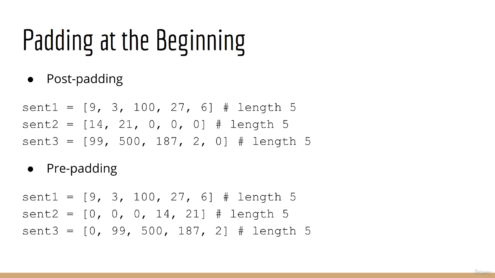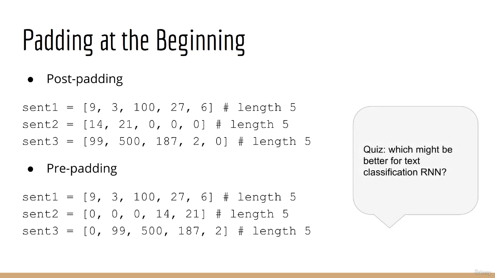But here's an interesting idea. Instead of padding at the end, why not pad at the beginning? So the second sentence becomes 0, 0, 14, 21, and the third sentence becomes 99, 500, 187, and 2. In the first case, we call that post-padding because the padding goes at the end of each sentence. And in the case we're considering now, we call it pre-padding because the padding goes at the beginning of each sentence.